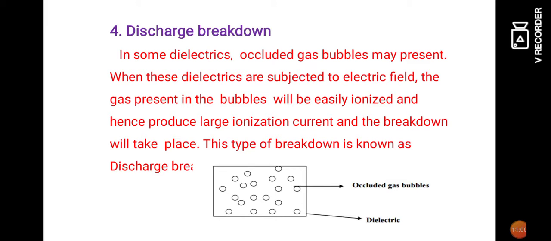Now let us see the discharge breakdown. In some dielectrics, occluded gas bubbles may be present. Occluded means very dirty gas bubbles. When these dielectrics are subjected to an electric field, the gas present in the bubbles will be easily ionized and hence produce a large ionization current, and the breakdown will take place. This type of breakdown is known as discharge breakdown. This mainly occurs during manufacturing of the dielectric materials, so that sometimes due to these gas bubbles, the dielectric material may conduct electricity or heat.